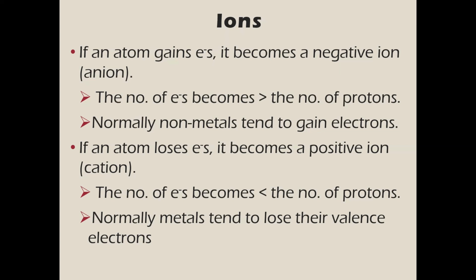On the opposite, if the atom loses electrons, the number of electrons will become less than the number of protons. So the total positive charge will be more than the total negative charge. In that case, the charged atom will be a cation, or positive ion. And this property is specific to metals. Metals usually tend to lose their valence electrons, because they have less than 4 electrons in the valence shell.